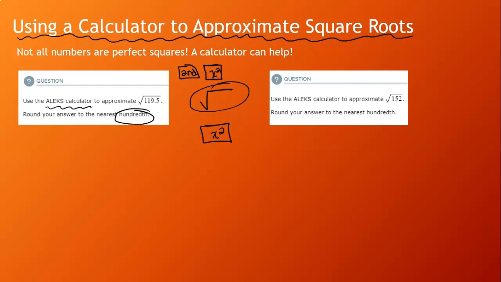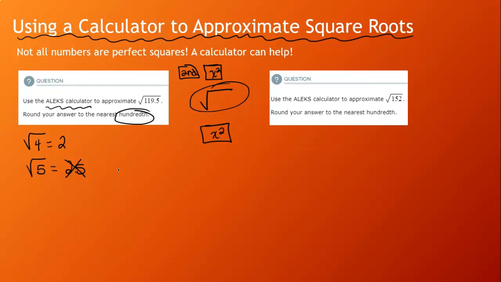So 119.5 is not a perfect square. Every number is not. For example, the square root of 4 is a perfect square because that gives me 2, but the square root of 5 is not. There isn't anything that multiplies by itself to give 5, and it's not 2.5. That's addition. 2.5 plus 2.5 is 5. So that's what I need to use my calculator to approximate.